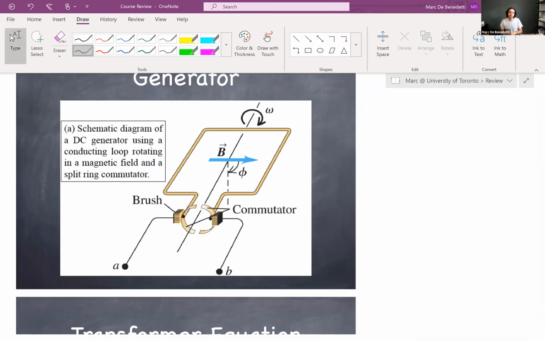Then we talked about generators. Again, we're still talking about the flux and how to manipulate the flux. And with a generator, it's all about changing the theta, and then you can get a current that way.